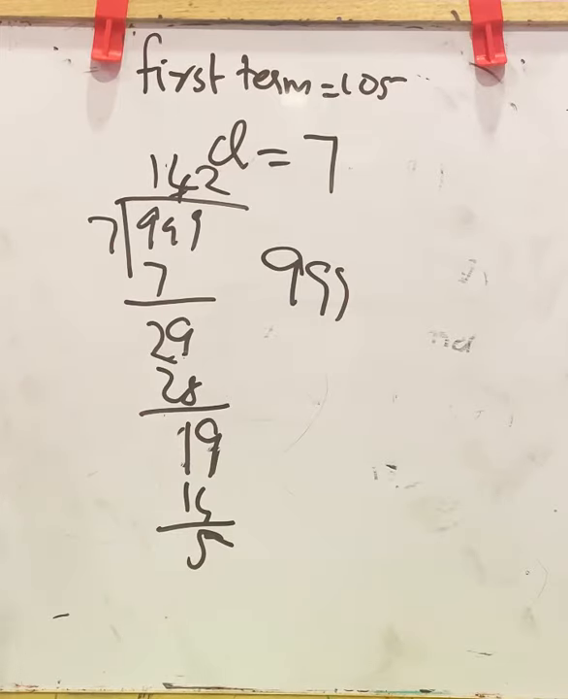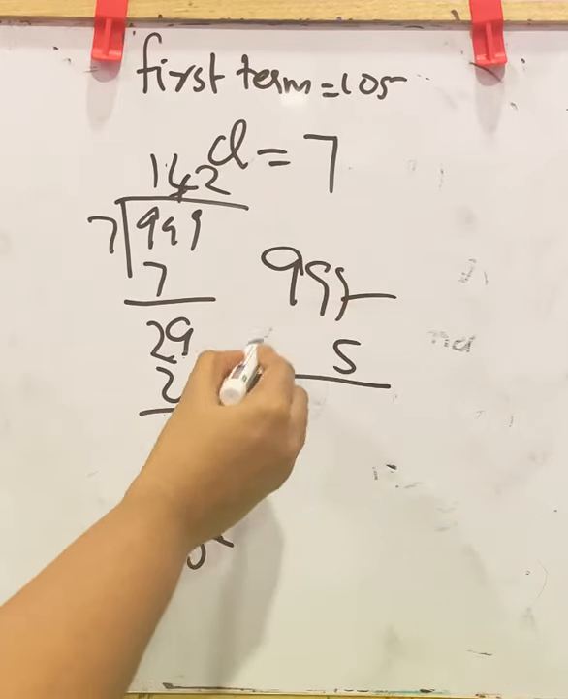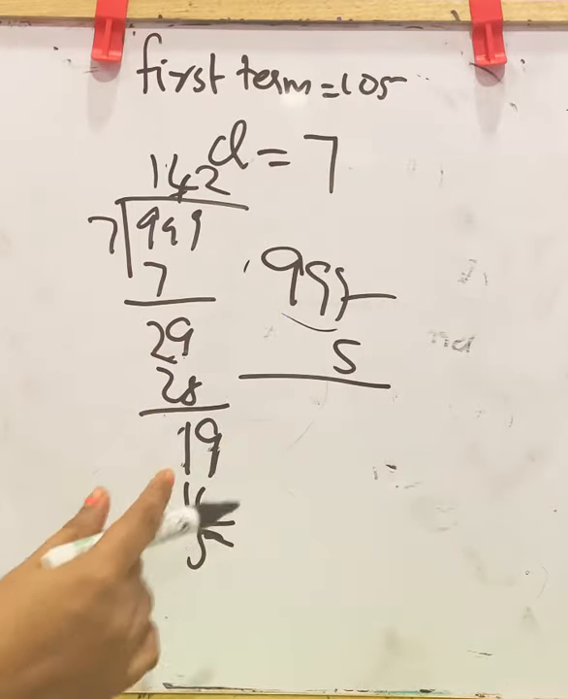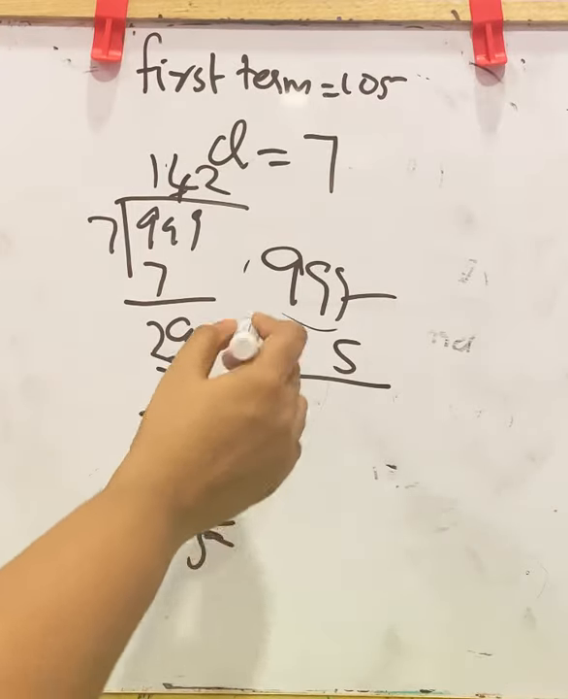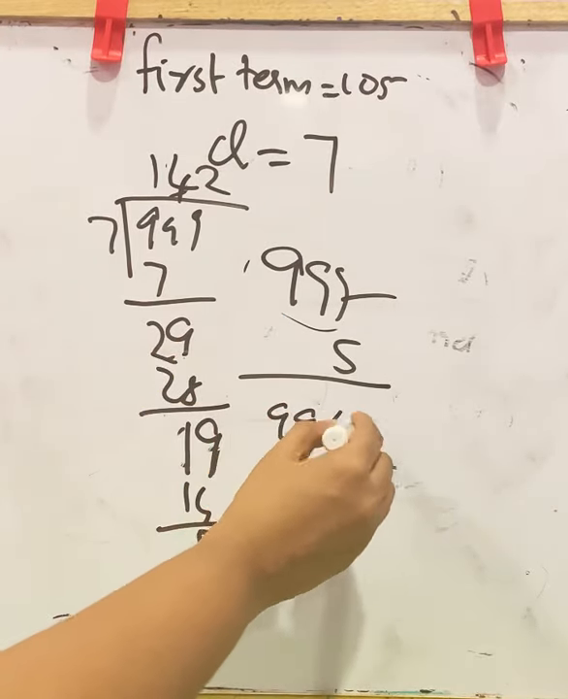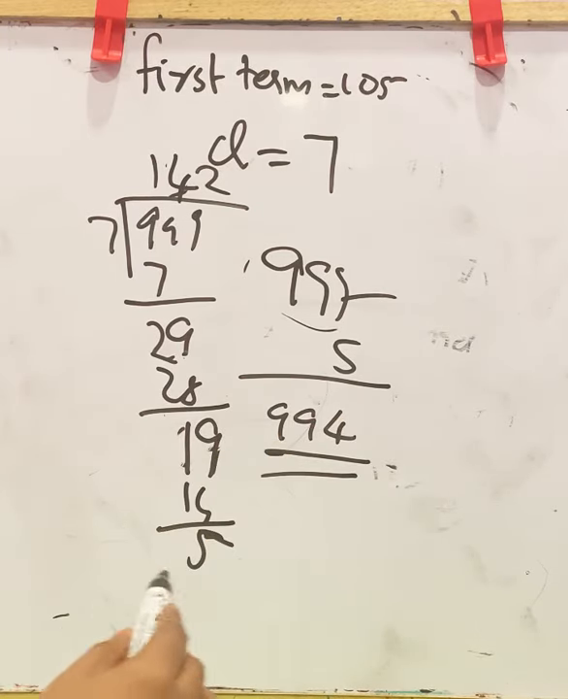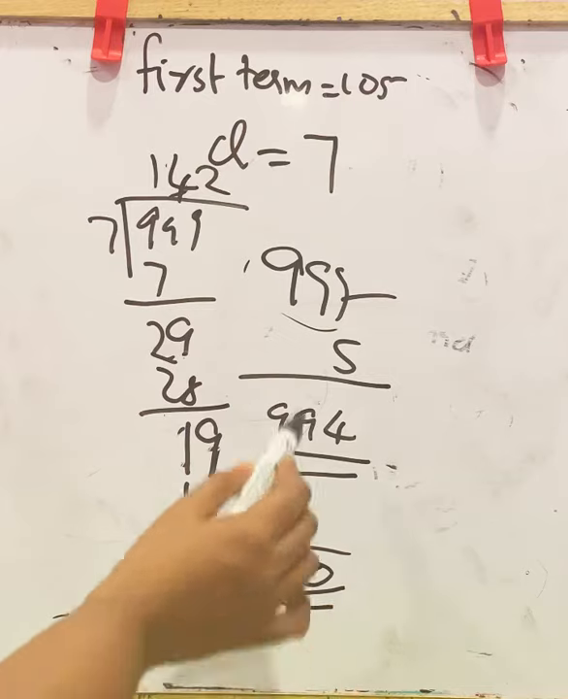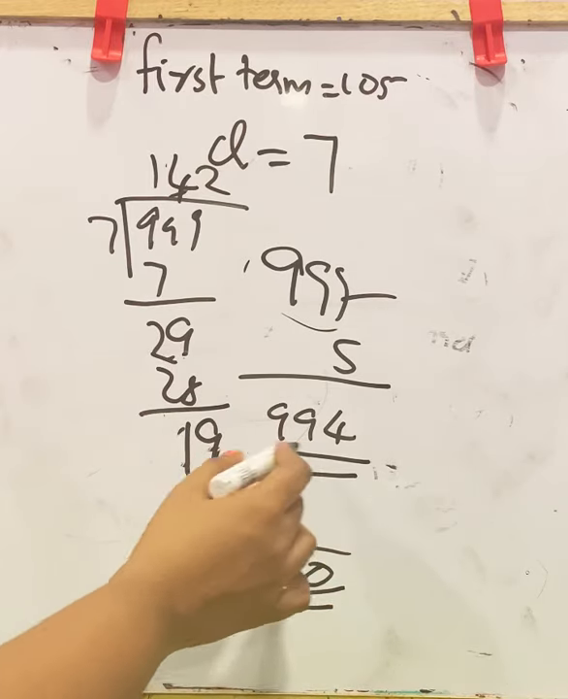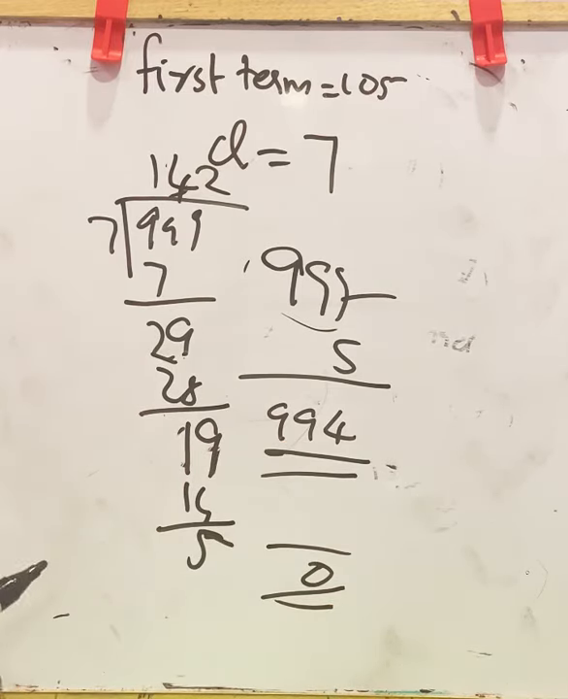It means if we subtract 5 from this given number, we will get a perfect multiple of 7. That is, 994 will be a multiple of 7. If you divide it by 7, there will be no remainder. Remainder will be 0. The biggest 3-digit number which is a multiple of 7 is 994.